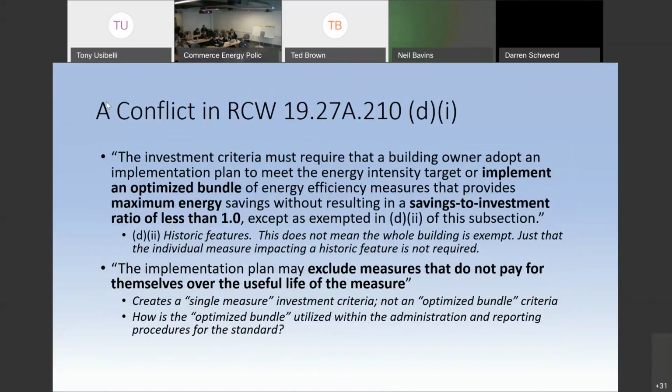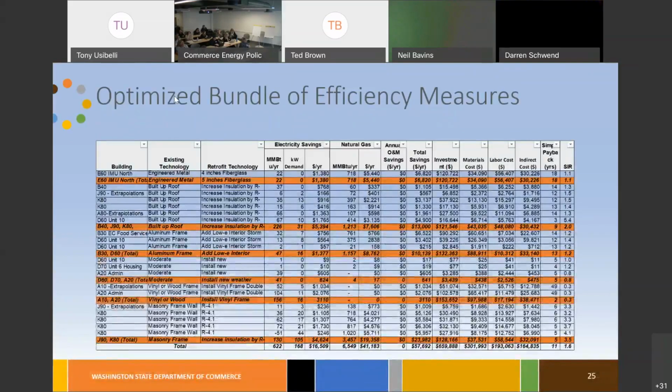And so I think as it relates to the bill, it's this section. The implementation plan may exclude measures that do not pay for themselves over the useful life of the measure. So that is how the bill allows a building owner or other applicant to do this. And then what they have done is they've created this combined package, what is called in the bill an optimized bundle of measures. In an optimized bundle of measures, you're taking these big energy savings, like a 5.4-to-1 savings to investment ratio, and using it to pay for some other things that don't pay for themselves but are good energy projects. And so your total project is cost effective, but not every individual measure was cost effective.